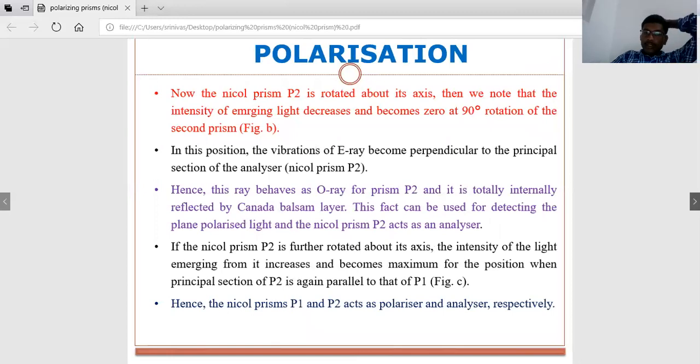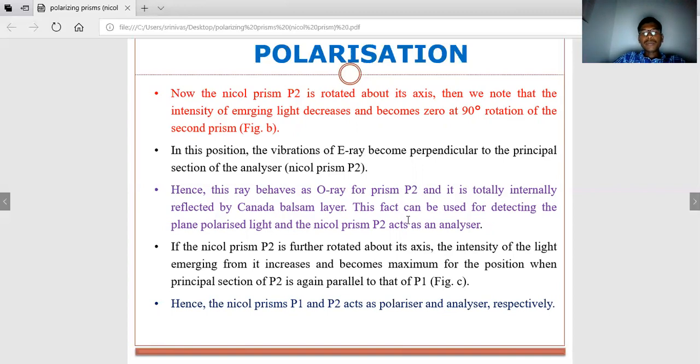Now the Nicol prism P2 is rotated about its axis. We note that the intensity of the emerging light decreases and becomes 0 at a 90 degree rotation of the second prism, P2. In this position, the vibrations of the E-ray become perpendicular to the principal section of the analyzer. Hence, this ray behaves as an ordinary ray for the prism P2 and is totally internally reflected by the Canada balsam layer. In this way it can be used for detecting plane polarized light, and the Nicol prism P2 acts as an analyzer.